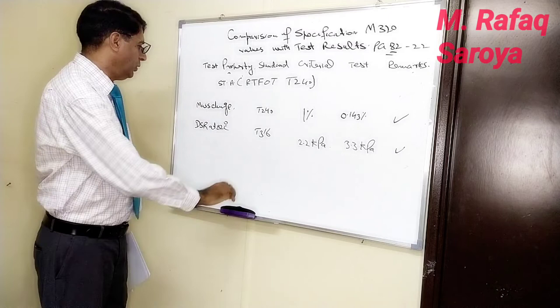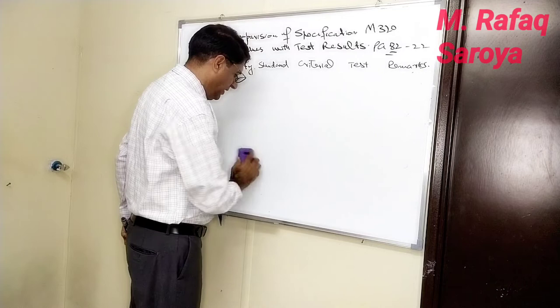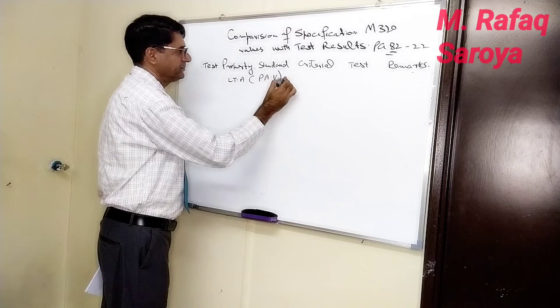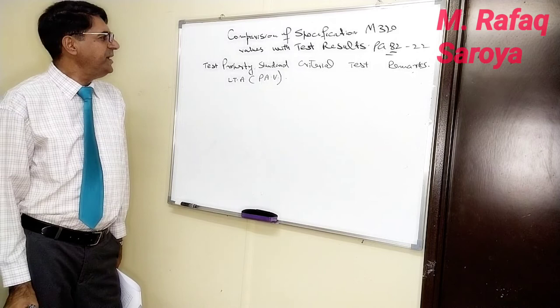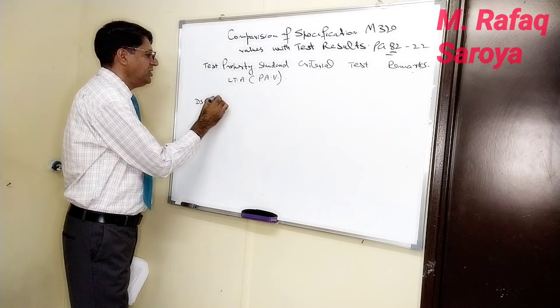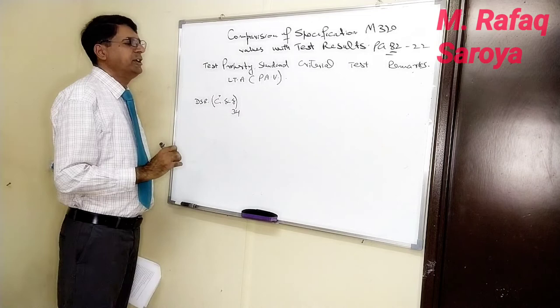Now, we are going to study the next properties related to long-term aging. This long-term aging is done by the pressure aging vessel test. The residual material of this PAV vessel test is taken first of all to study DSR. Here DSR has another relationship, G star times sine delta, and this is studied at the intermediate temperature, 34 Celsius.